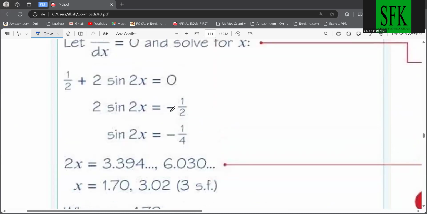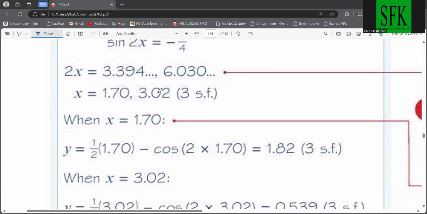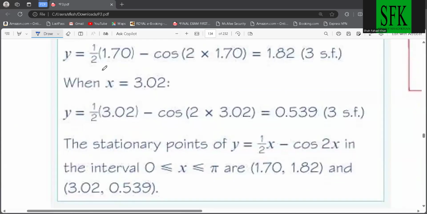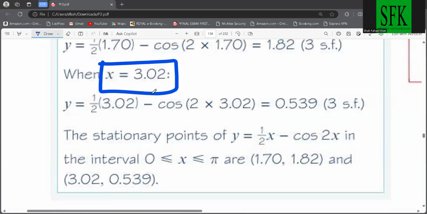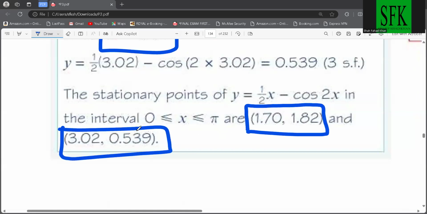You have to ensure that both of them lie within the range that you have. So both of them don't actually. This one does. 1.7. And 3.2 does as well. Because it's still pi, right? 2.142. Yeah. 2.02 does. So you get the two corresponding values of y as well. So this is your first stationary point that you've gotten, and this is your second stationary point you've gotten for the same interval, 0 to pi.